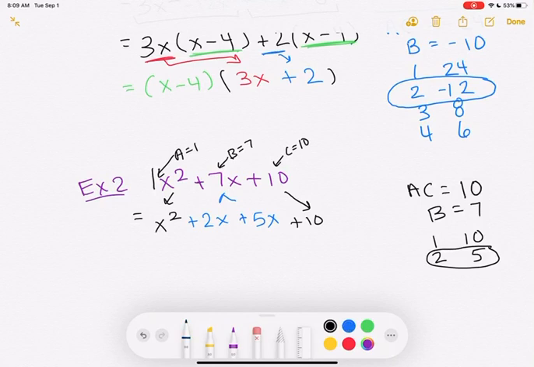So out of these first two, actually, you know what? How about hit pause, give it a try, and then we'll come back and do it together, okay? Try to finish this one off by grouping these first two and these second two, okay? Give it a try right now.